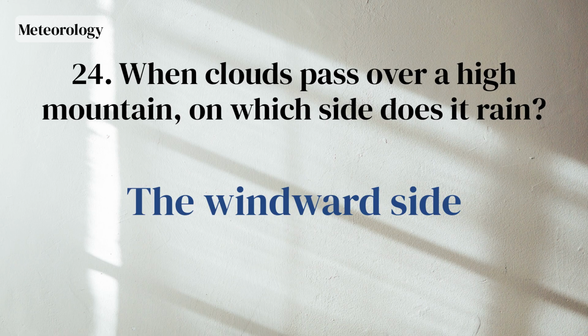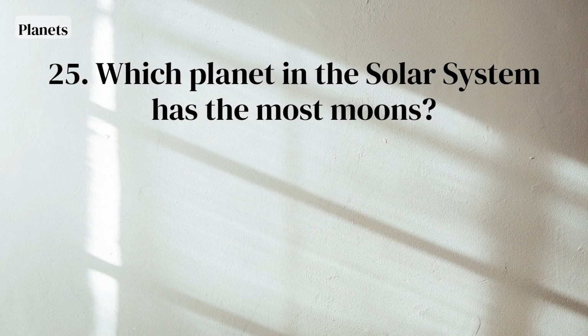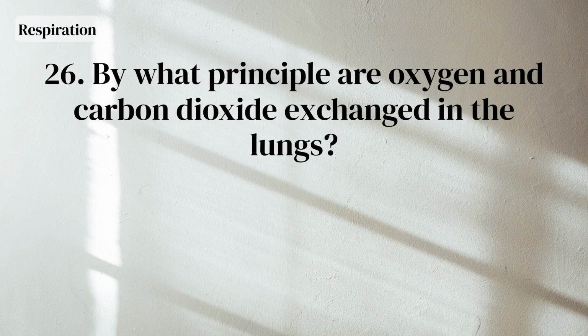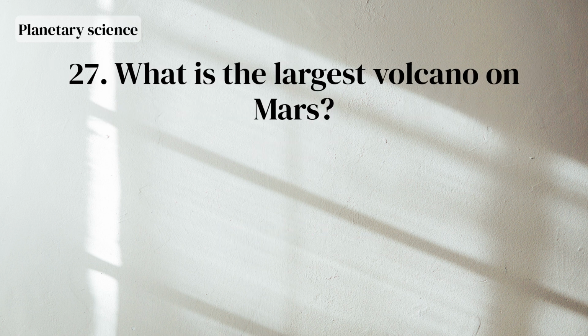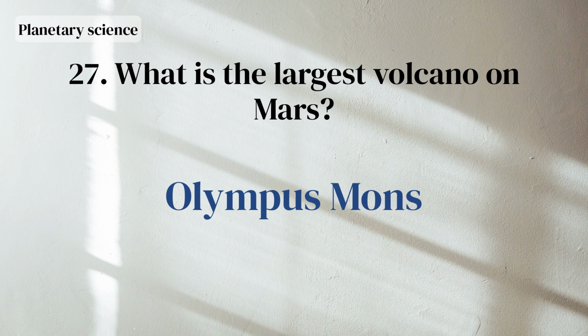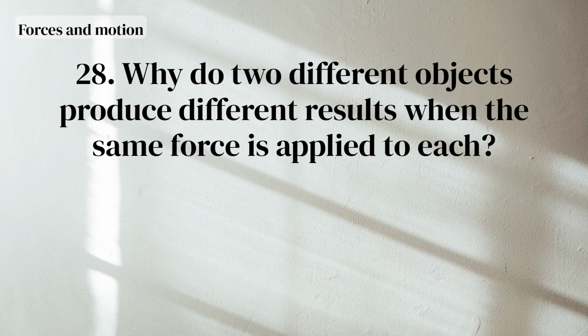Which planet in the solar system has the most moons? Jupiter. By what principle are oxygen and carbon dioxide exchanged in the lungs? Diffusion. What is the largest volcano on Mars? Olympus Mons. Why do two different objects produce different results when the same force is applied to each? Because their masses differ.